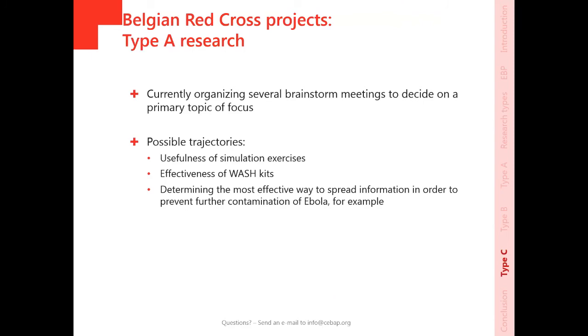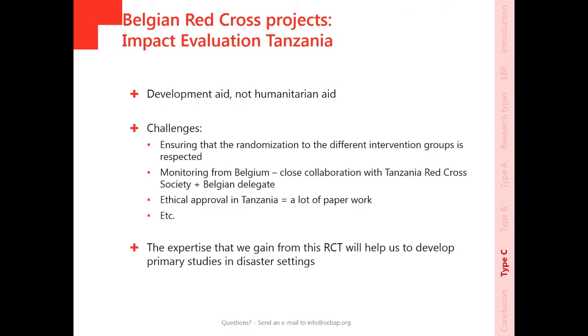At this point in time, we have no type A research project going on in humanitarian aid. However, we have already organized a few brainstorm meetings and are currently deciding on a primary topic of focus. There are several possible trajectories, such as the usefulness of simulation exercises, the effectiveness of wash kits, and the most effective way to spread information in order to prevent contamination of Ebola, for example. I can give you an example of a project that is ongoing within development aid.